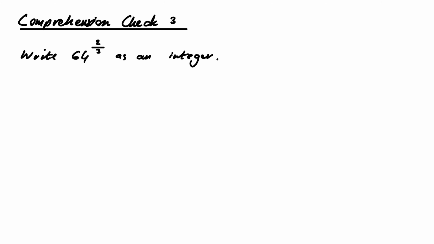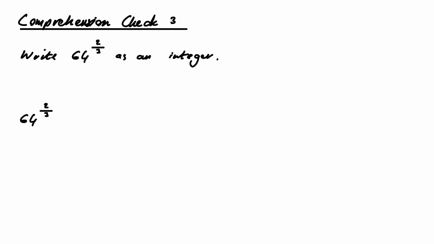We want to write 64 to the power 2/3 as an integer. And we know that there are two ways to do this, one of which may be easier than the other. So let's take a moment to think about these two ways. First of all, we've got 64. So the expression we're interested in is this.